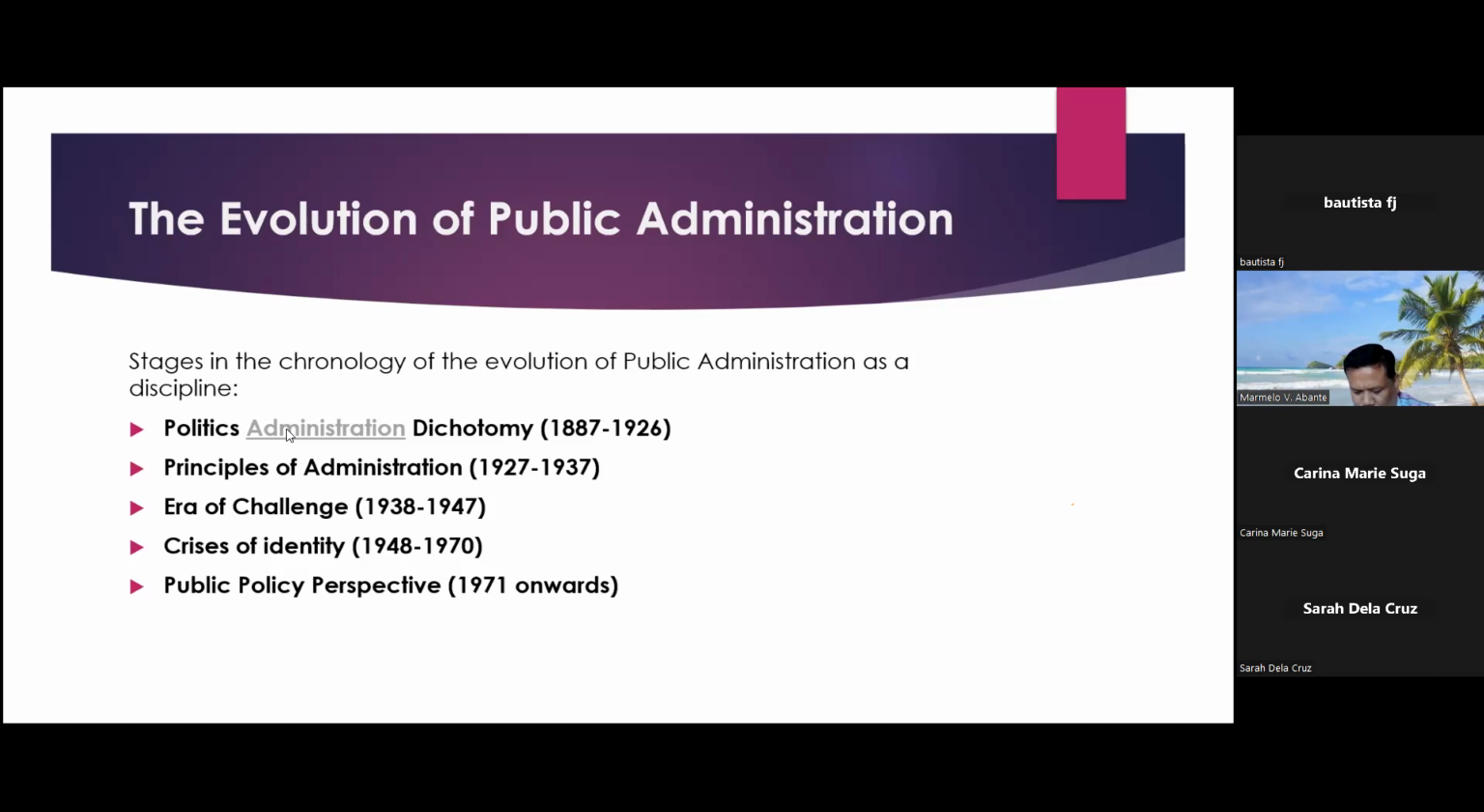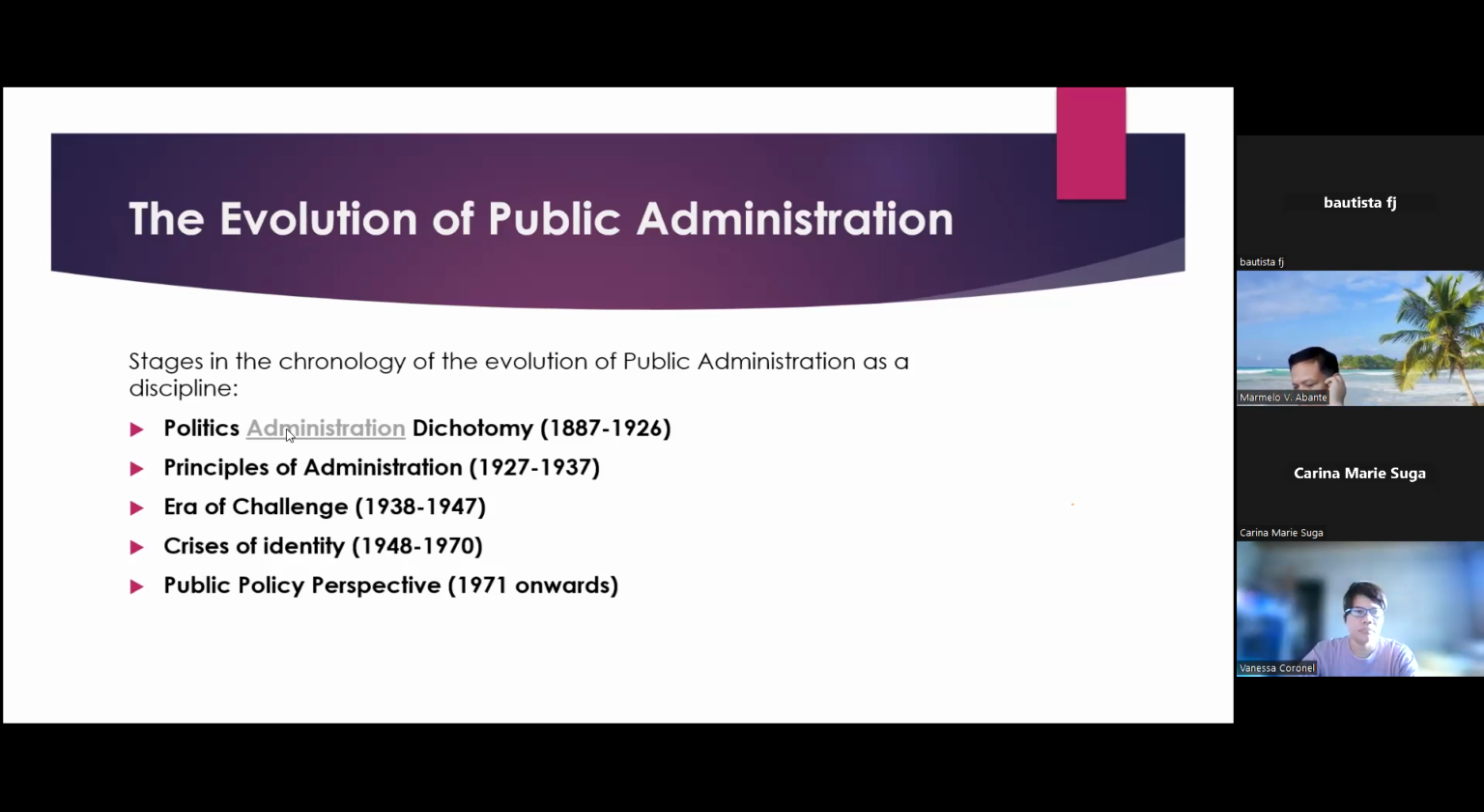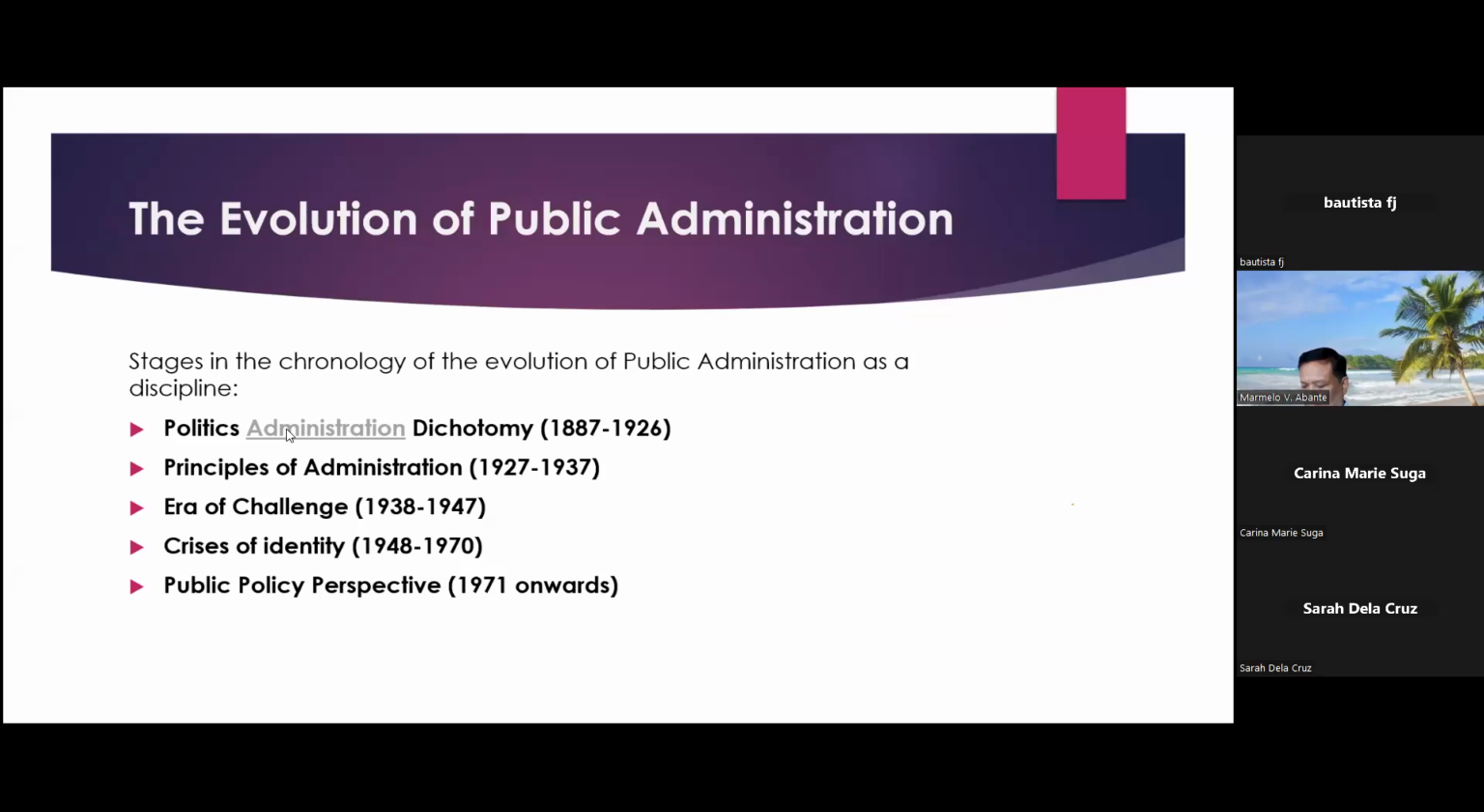The next phase is the crisis of identity. In this stage, several subtopics emerge in the subject matter of public administration. The topics were new human relations theory by Chris Argyris, Douglas McGregor, Rensis Likert, and Warren Bennis. Other emerging concepts: comparative public administration by F.W. Riggs and others, development administration by Edward Weidner, F.W. Riggs, and lastly, administrative development by F.W. Riggs.